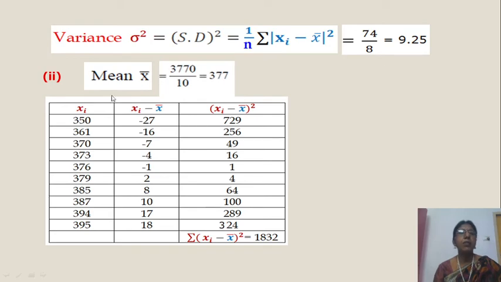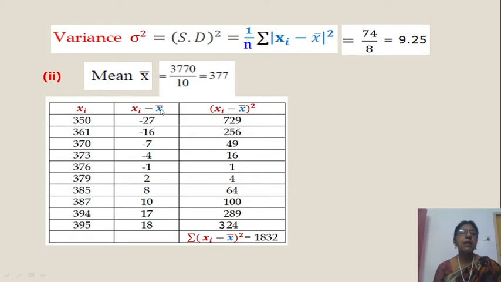Now frame the table. These are given xi values. The next column is xi minus x bar. Xi minus x bar means this is xi. X bar means 377. Kabatti xi minus 377 is there. Every value x minus 377 you let. 350 minus 377 you get minus 27. 361 minus 377 you get minus 16. Like you complete all these columns.